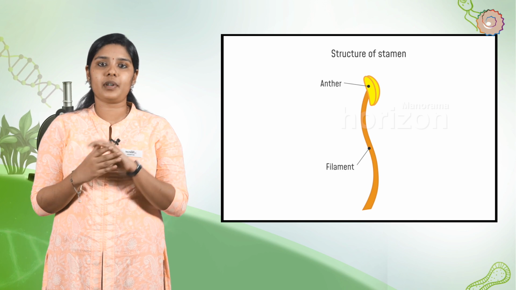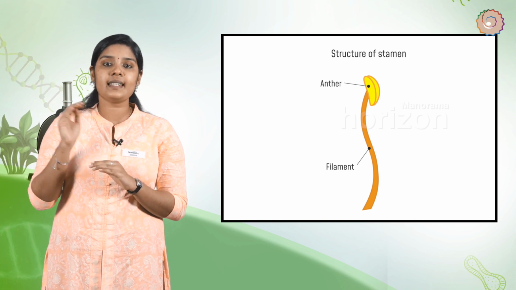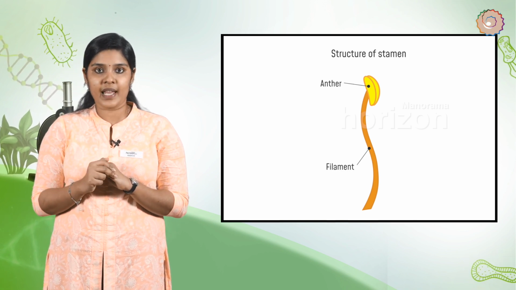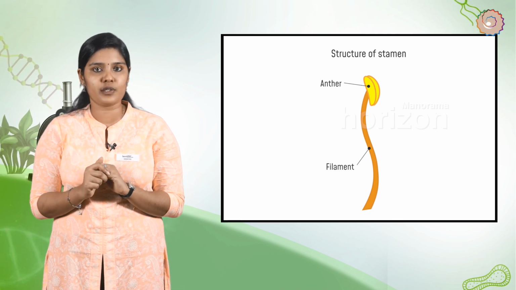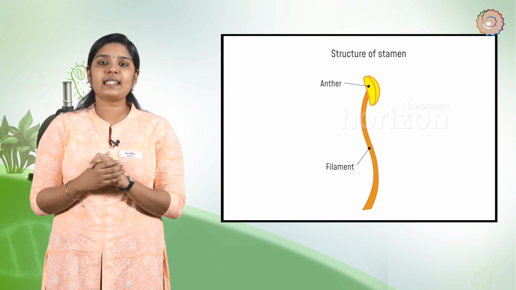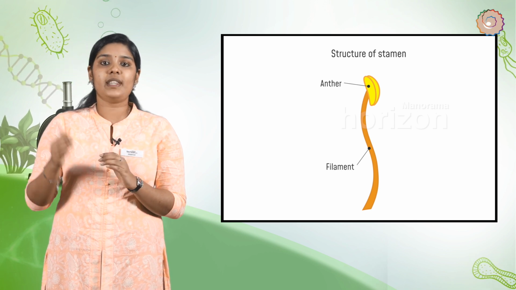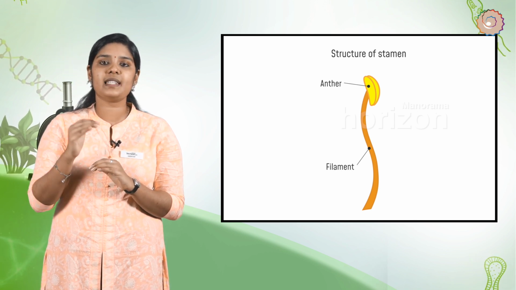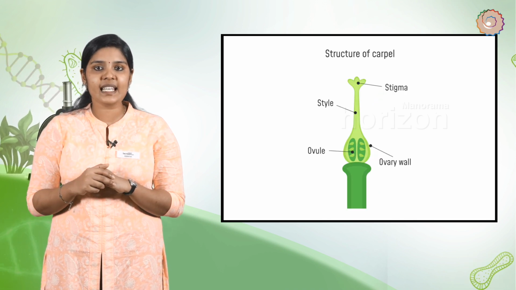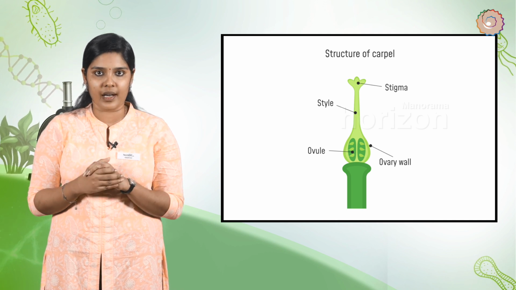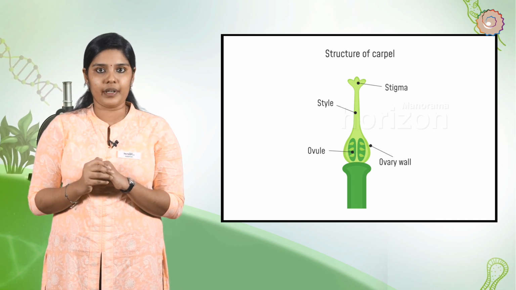Stamen is the male reproductive part of the plant, consisting of anther and filament. The anther is the part of the plant where pollen is produced and stored. Filament is the long slender part of the stamen which supports the anther and helps in the development of pollen grains.